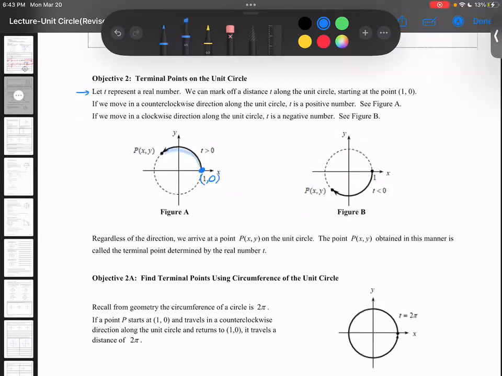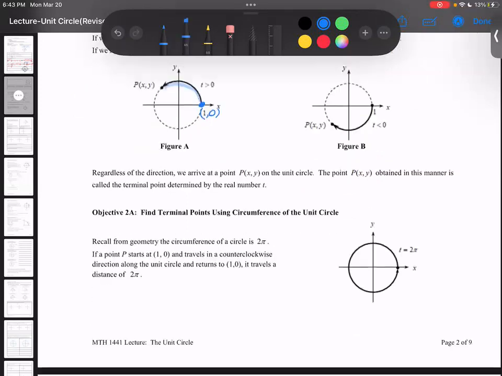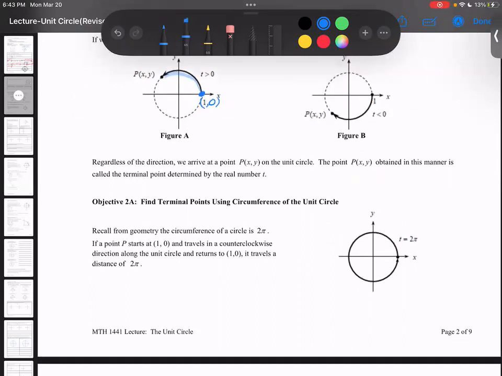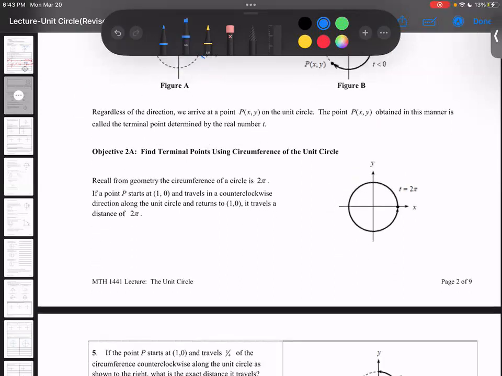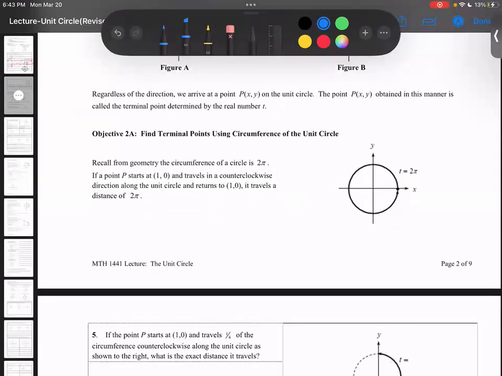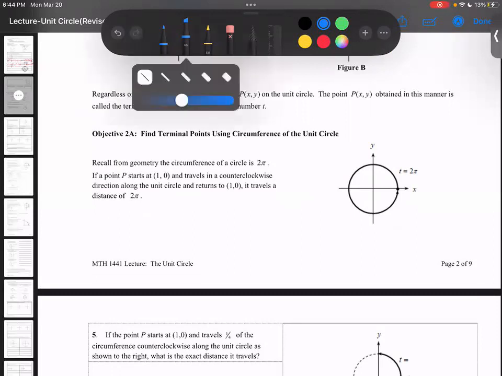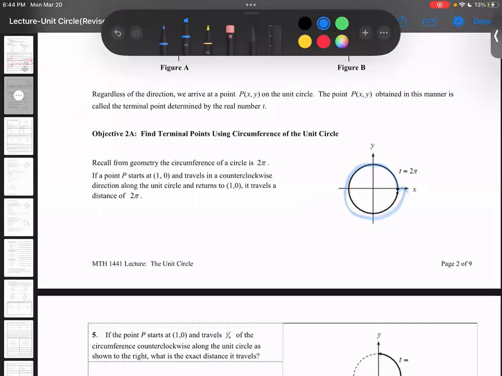And we call t the arc length, right? Find the terminal point using the circumference of a unit circle. Recall from geometry, the circumference of a circle is 2 pi r, but here r is 1. We talk about the unit circle in this section. R is 1, so 2 pi times 1 is 2 pi. If a point P starts at (1, 0) and travels in a counterclockwise direction along the unit circle and returns to (1, 0), it travels a distance of 2 pi. That's once around the unit circle, equal to 2 pi.